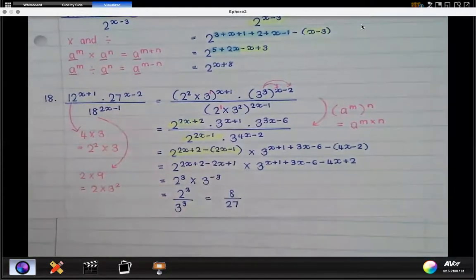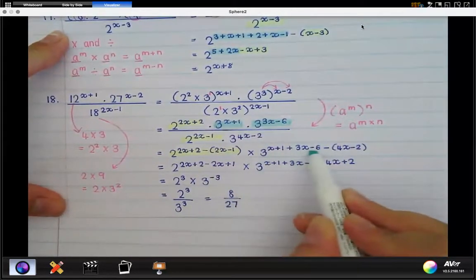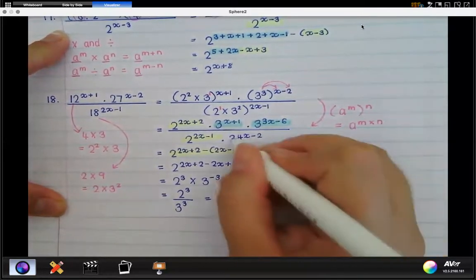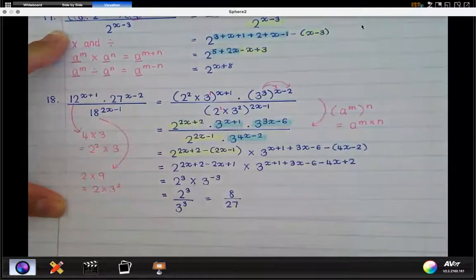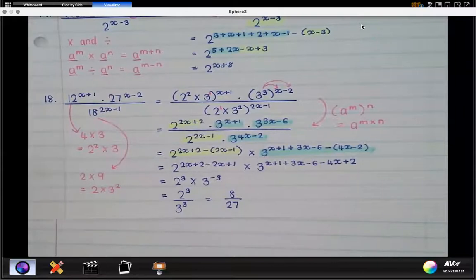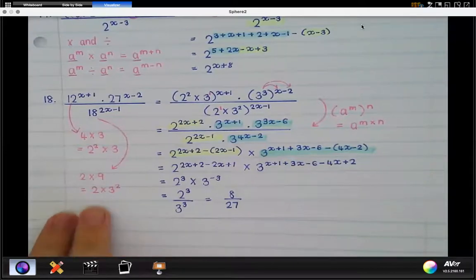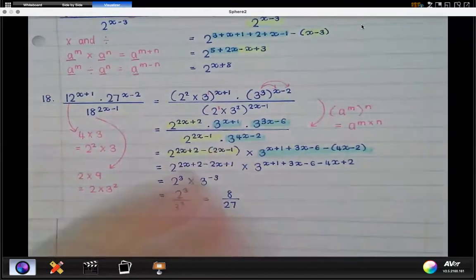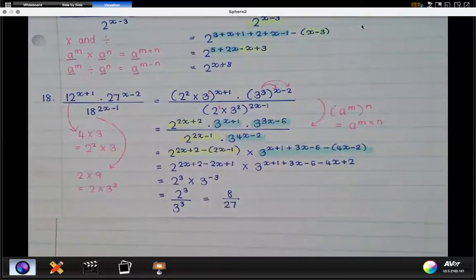Then for the 3s, here we have a 3 times another 3. So I must add those together, right? x plus 1 plus 3x minus 6. And now we are minusing the exponent of the 3 at the bottom, minus, in brackets, 4x minus 2. Right, like that. And you want to multiply the answers together, because guys, what are we doing here? We are multiplying. At the top we're multiplying, at the bottom we're also multiplying those. So when we're getting our answer, we have to multiply what is left with the base of 2 and whatever is left with the base of 3.